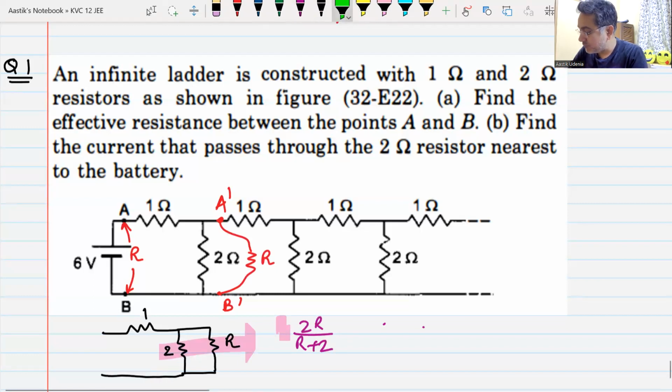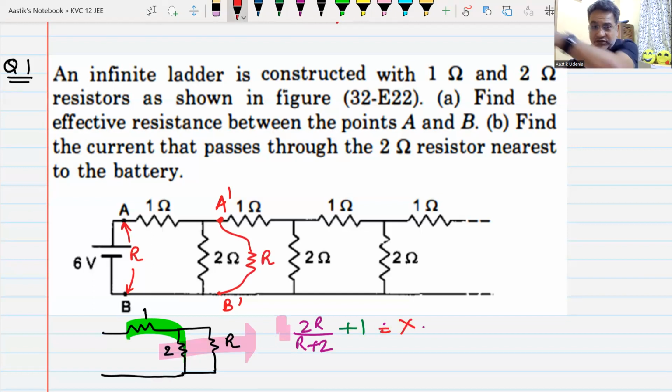And then this would be in parallel with this one. So plus 1. That must again be equal to X. And if I can see it correctly, this is the same equation as the one we got in the previous case. So if the answer in that case was -1 and 2, the answer in this case will also be -1 and 2, unless someone makes a big mistake.